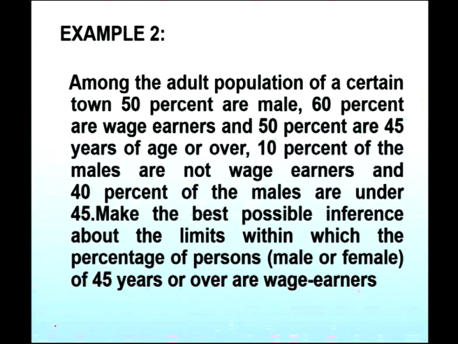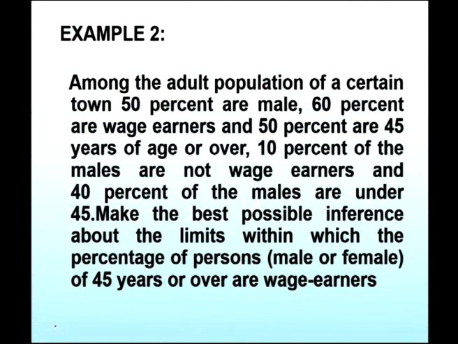Next example: among the adult population of a certain town, 50% are male, 60% are wage earners and 50% are 45 years of age or over. All these are attributes. You can represent the attribute male as A, wage earners as attribute B, and the persons who are 45 years of age or over as C.